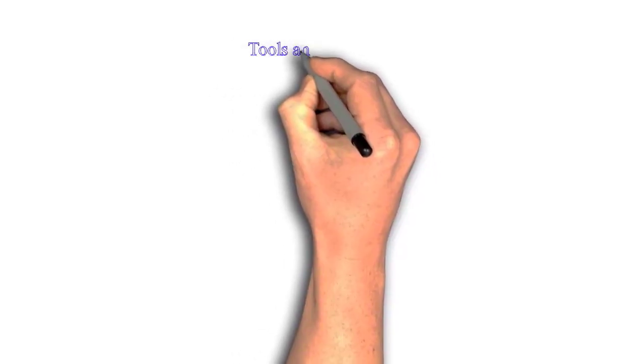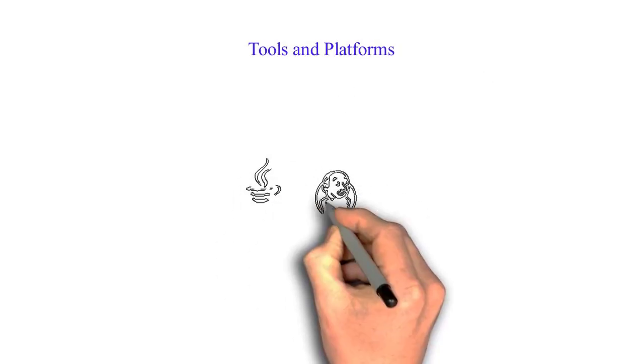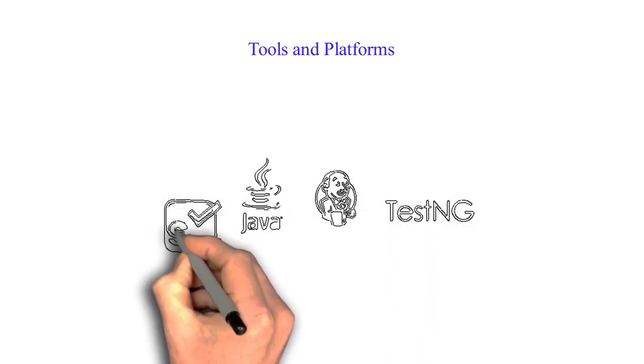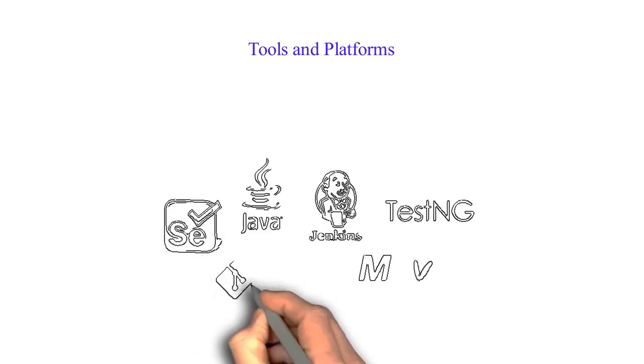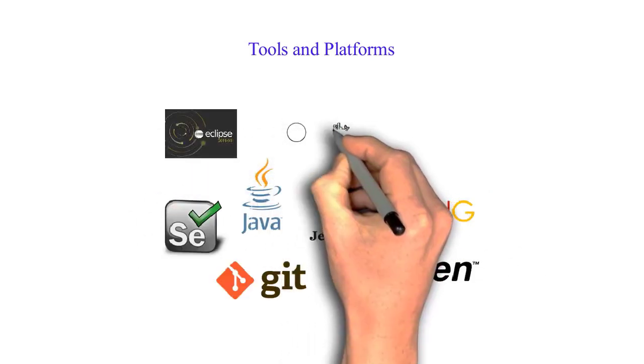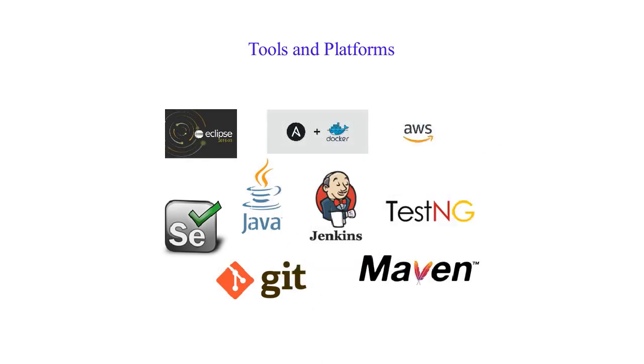Let's now take a look at some of the tools and platforms that we will be using for this project. We're going to use several tools such as Java, Jenkins, Selenium, TestNG. We'll be using Maven, Git. Eclipse will be our preferred IDE. We'll be using Ansible and Docker as our configuration and image management tools. And all of our tools will be deployed on the AWS platform.